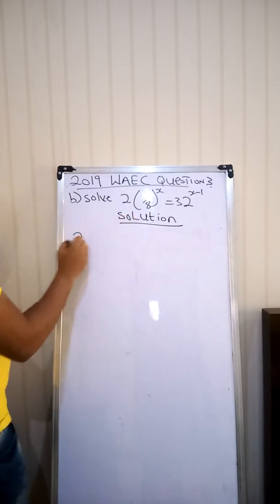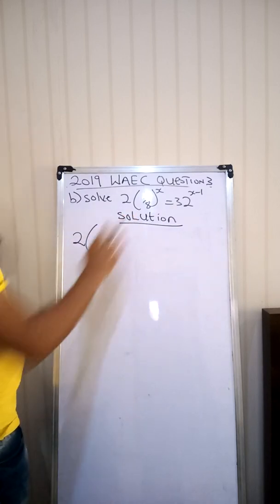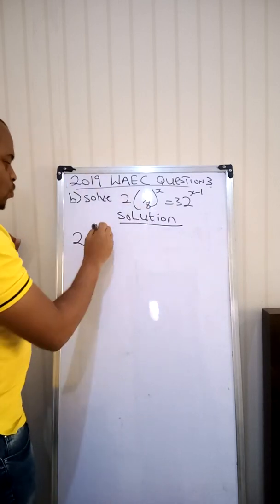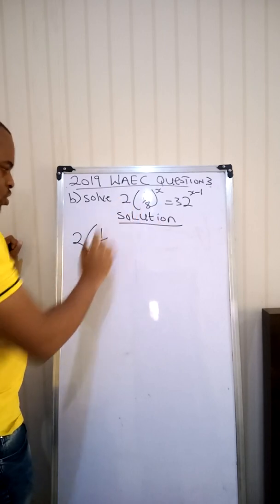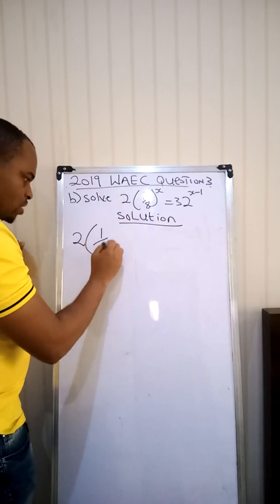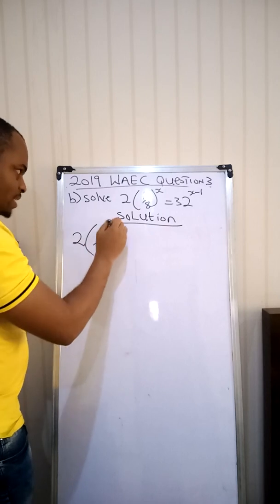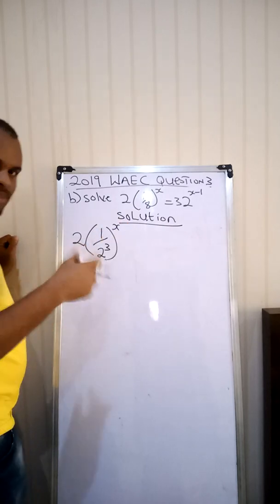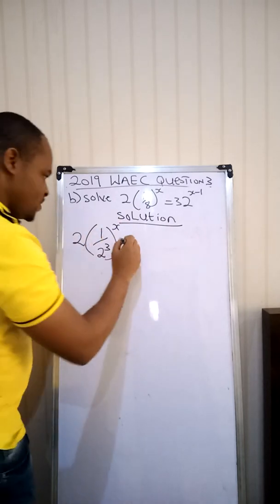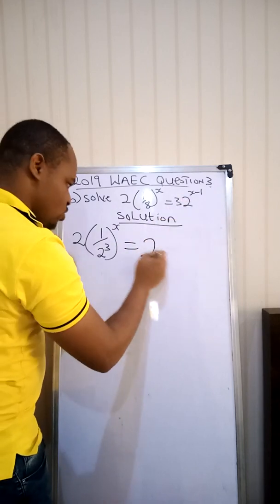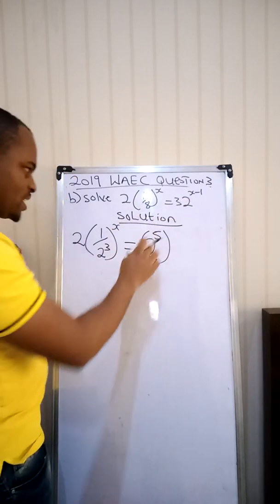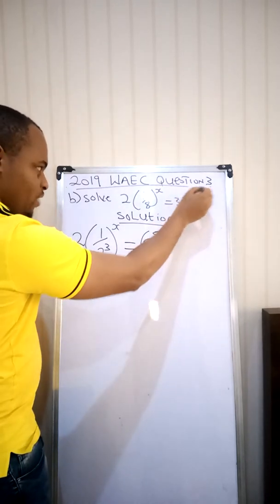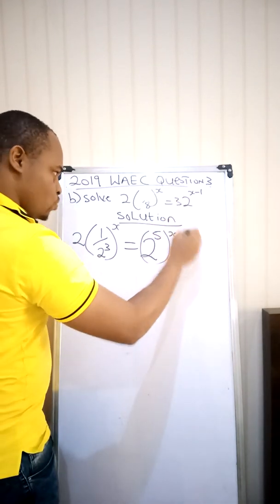I'm given 2 raised to the bracket 1 all over 8. Now 1 over 8 can be raised to an index of 2. So I'll be having it as 2 raised to power what? 2 raised to power 3 is the same as 8, which means 2 times 2 times 2 gives you 8. 32 is also 2 raised to power of 5. If you multiply 2 in 5 places, you get 32. But don't forget it's raised to power of x minus 1.